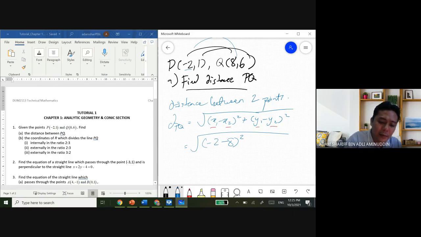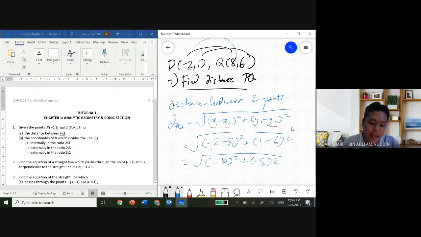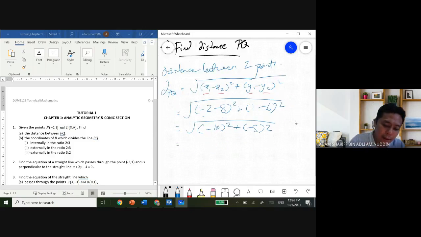So -2 and 8, okay, -2 minus 8, no problem, plus y1 minus 6 squared. So be careful with the negative sign. And if you calculate it carefully, you get square root 125. Please be careful if it involves a negative value.